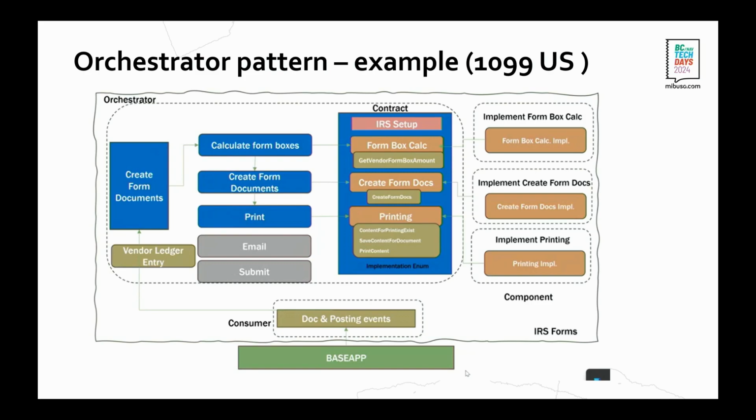This is for the 1099 US tax feature, where you need to have proof that the vendors truly have sent those invoices to you, so you're not cheating. That's the short introduction to why we have this feature. The story is we need to calculate some form boxes, we need to create some documents, and we need to print. What is grayed out will come later: email and submit.